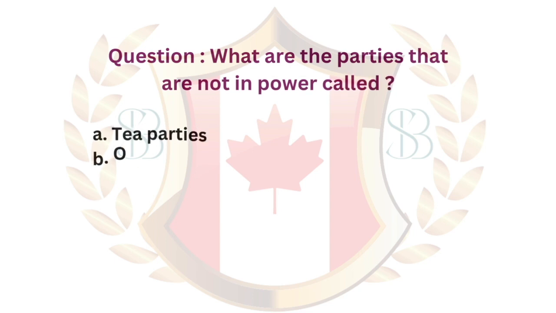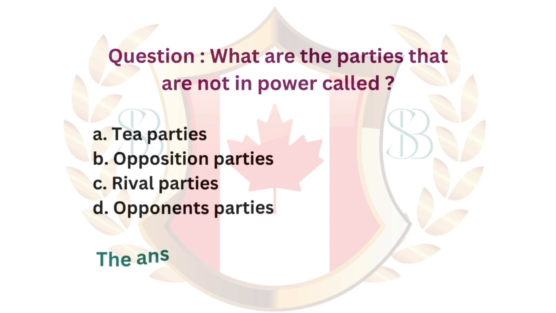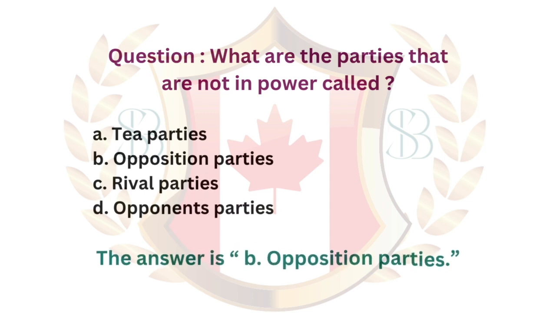Question. What are the parties that are not in power called? A. Tea parties. B. Opposition parties. C. Rival parties. D. Opponents parties. The answer is B. Opposition parties.